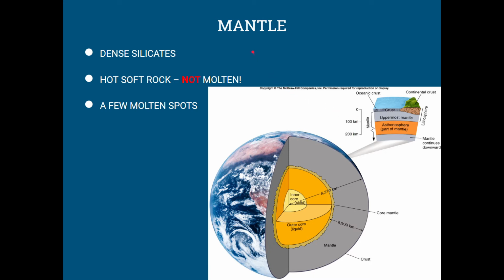So, beneath the crust, we have the mantle. The mantle is made out of dense silicates. We'll talk about what silicates are later on. The crust is also made out of silicates. It is hot, soft rock. It's not molten. A lot of people think that the mantle of the Earth is molten because magma and lava will come out of it, but that's not the case. It's actually hot, soft rock, kind of plasticky if you want to think about it that way.